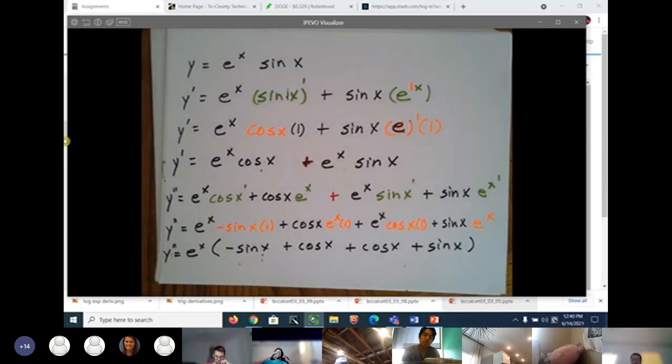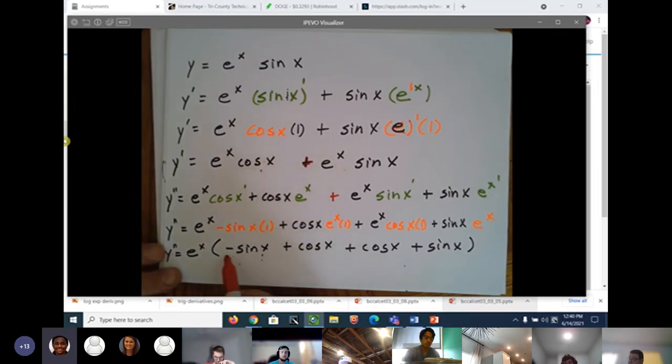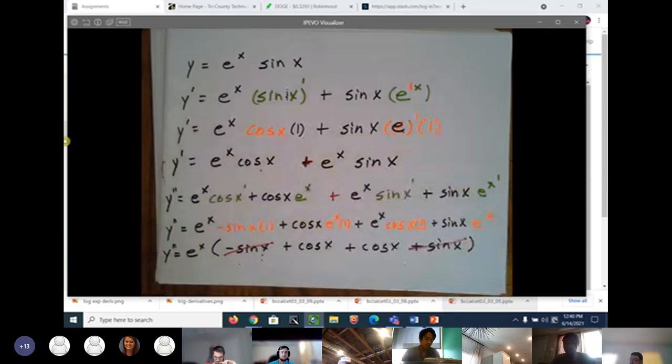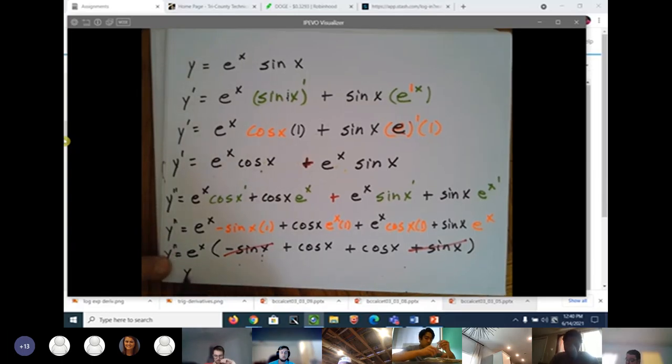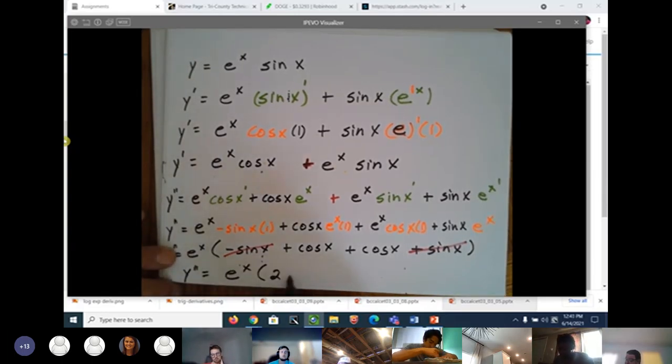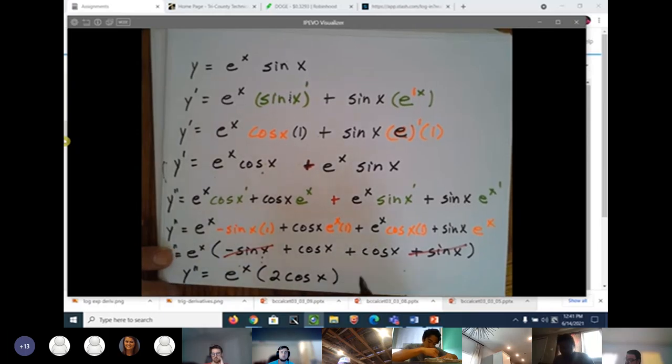Somebody tell me what happens. That means I want somebody to communicate. The signs, the two signs cancel out. Good job. And what happens to the cosines? Same thing. Y double prime is equal to e to the x times 2 cosine x.